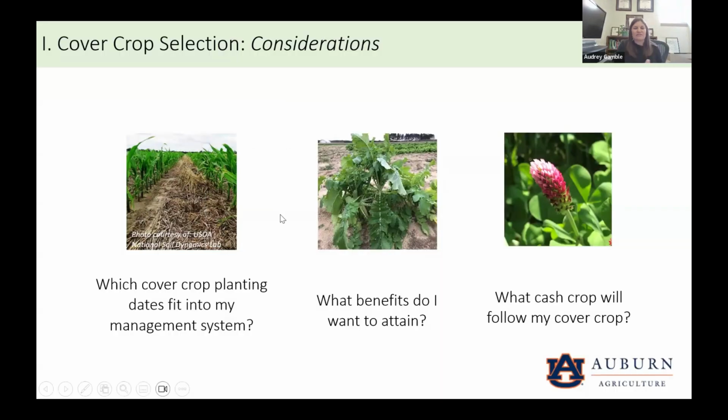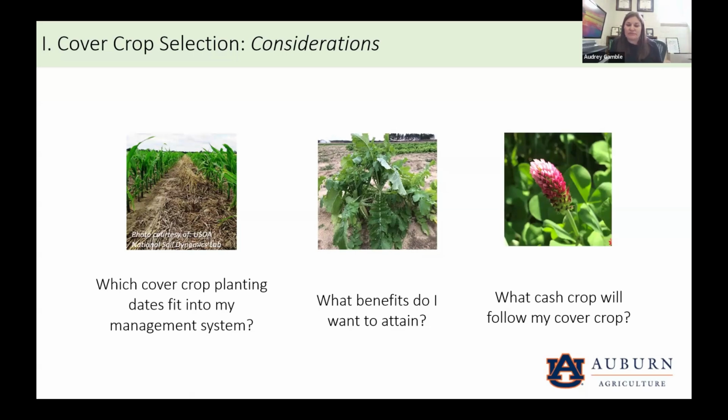Okay. So these are just some of the considerations that we would have when deciding what cover crops to plant. So first off, which cover crop planting dates fit into my system? There's a lot of examples of cover crops that maybe we plant outside of ideal windows. And because we're planting them outside of the ideal window, then we're not receiving the maximum benefit. So there's some charts that I'm going to show with ideal planting windows so that you can see what might fit into your growing system.